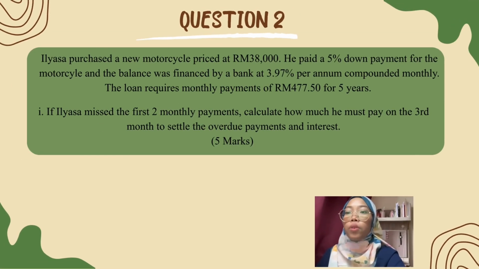Ilyasa purchased a new motorcycle priced at 38,000 ringgit. He paid a 5% down payment for the motorcycle and the balance was financed by a bank at 3.97% per annum compounded monthly. The loan requires monthly payments of 477 ringgit 50 cents for 5 years. If Ilyasa missed the first 2 monthly payments, calculate how much he must pay on the 3rd month to settle the overdue payments and interest.